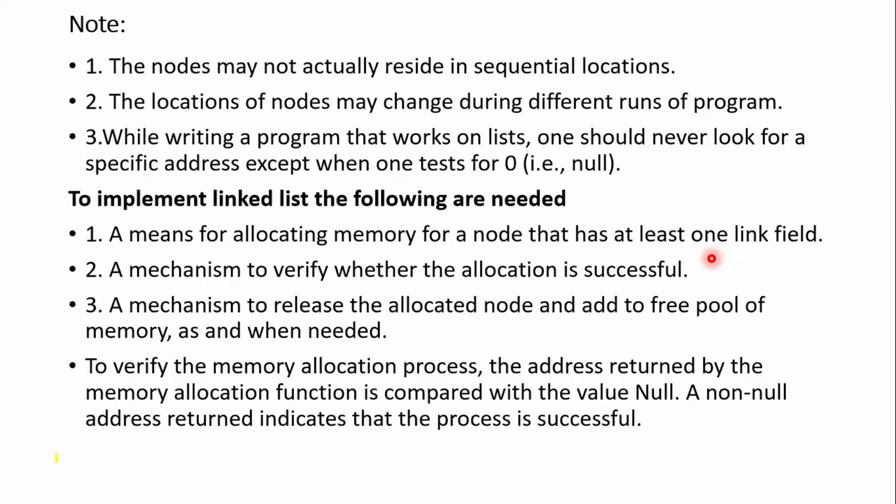So, if it is a single linked list, it will have only one link field. If it is a double linked list, it will have two link fields. But the hard and fast rule is, if it is a node of a linked list, it should have at least one link field. Why? Because it should point to the next node in that list.